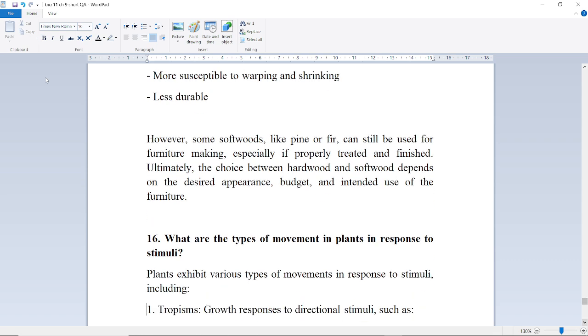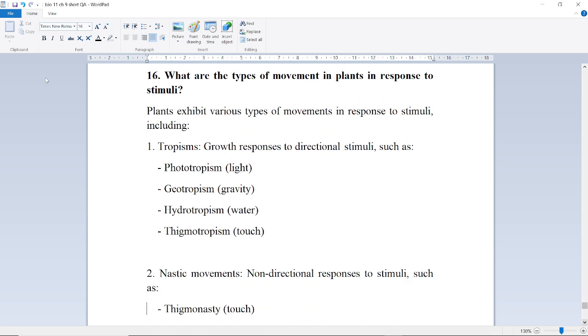Next is, what are the types of movements in plants in response to stimuli? Plants exhibit various types of movements in response to stimuli, including tropism, growth response to directional stimuli such as phototropism, towards light, geotropism, gravity, hydrotropism, towards water, and thigmotropism, towards touch.